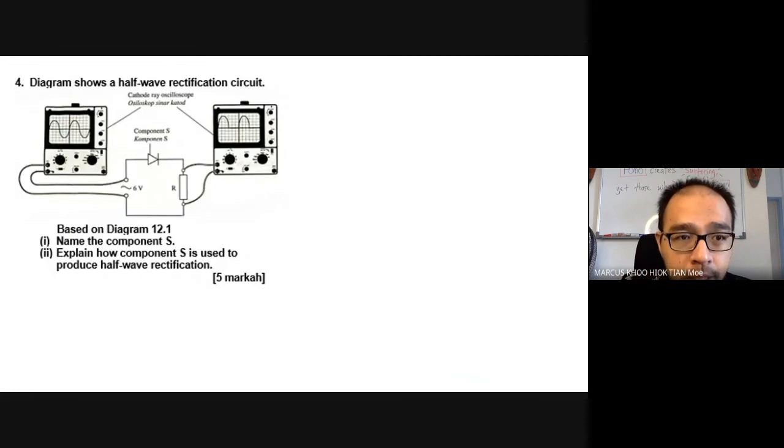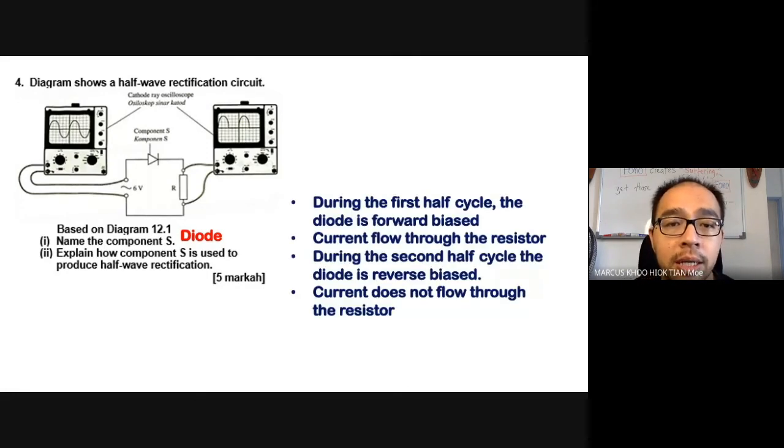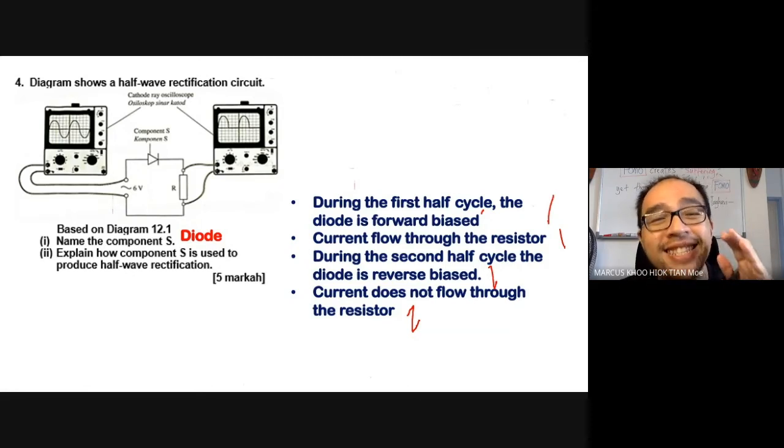All right. Now, question D. Name component S. Obviously component S is a diode. Then explain how component S is used to produce a half-wave rectification. You can talk about this. During the first half of the cycle, the diode is forward bias. Current flows through the resistor. 1 mark. During the second half of the cycle, the diode is reverse bias. Current does not flow through the resistor. 1 mark.